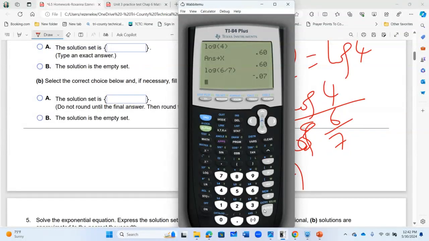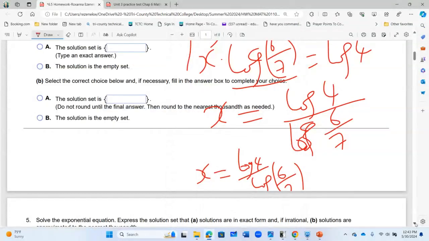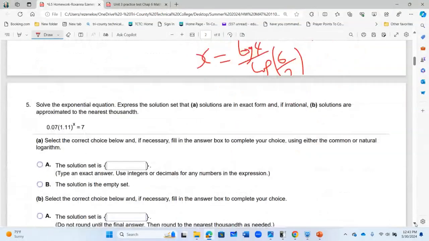And then I can find the value, dividing by the denominator. And this is negative. It should be negative. Because this is negative, it's an extraneous solution. The argument is not allowed to be 0.